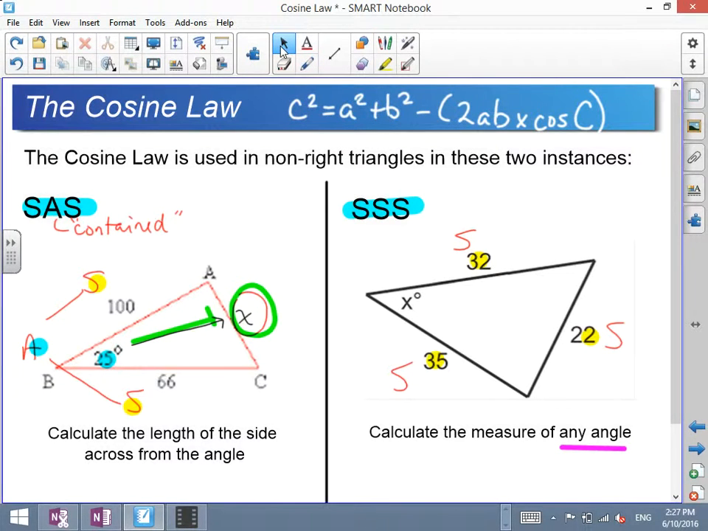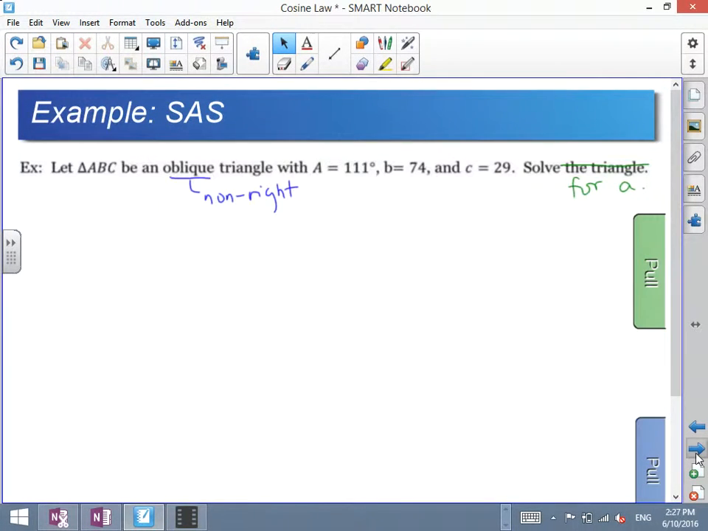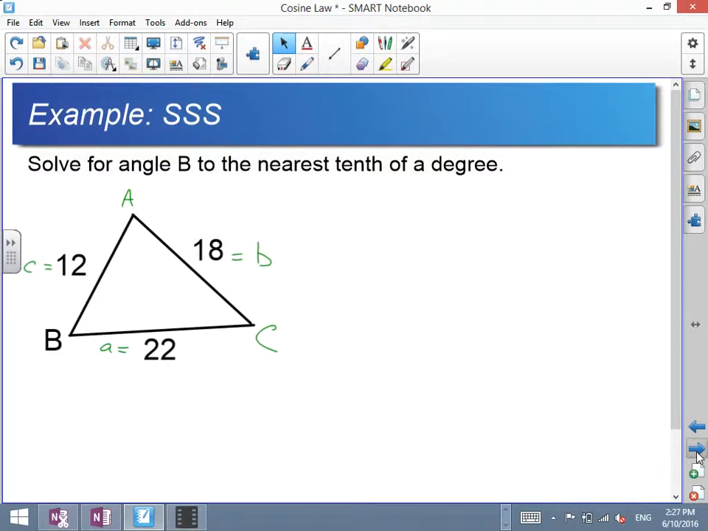So we've already seen a case of SAS being applied in the first video. Let's have a look at side, side, side. So check this out. We're going to solve for angle B. That's our task, because we really would like to find out what this is equal to here. In order to do that, we need to use the cosine law relationship, because this is a case of side, side, side. So I'm going to start by writing it down as such.